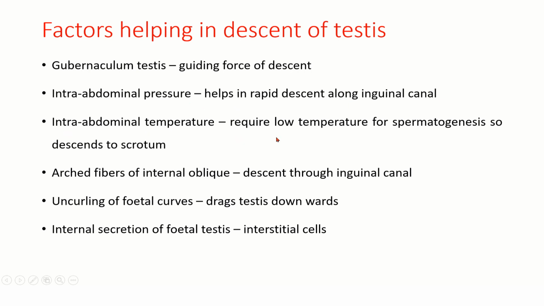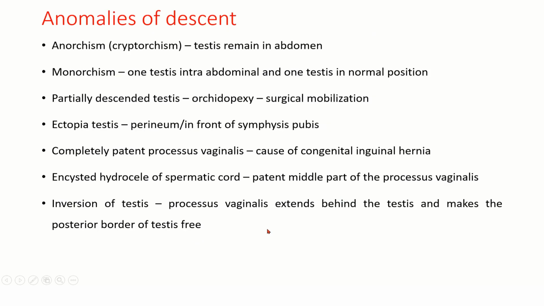Testis requires a lower temperature than intra-abdominal temperature for spermatogenesis, so it descends to the scrotum. Arched fibers of the internal oblique help in descent through the inguinal canal. Uncurling of the fetal curves drags the testis downwards. Then internal secretion of the fetal testis, the interstitial cells, also helps in descent of the testis. So failure in descent leads to anorchism or cryptorchidism.